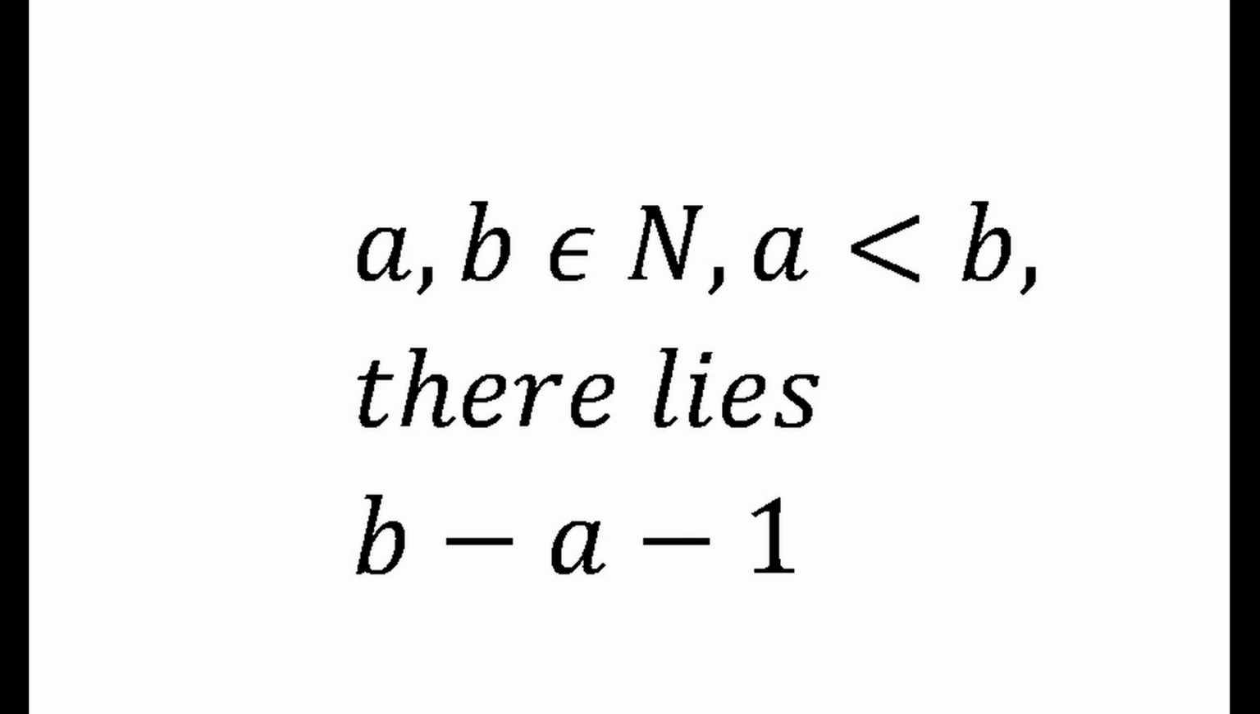So for any a and b that belong to natural numbers where a is less than b, there lie b minus a minus 1 natural numbers between a and b. For example, if you take 5 and 10, which belong to natural numbers, where 5 is less than 10, then according to the formula given, there are 10 minus 5 minus 1. So 10 minus 5 is 5, 5 minus 1 is 4. So there are 4 natural numbers lying between 10 and 5.